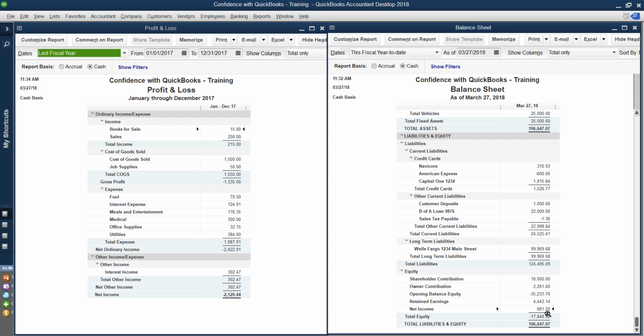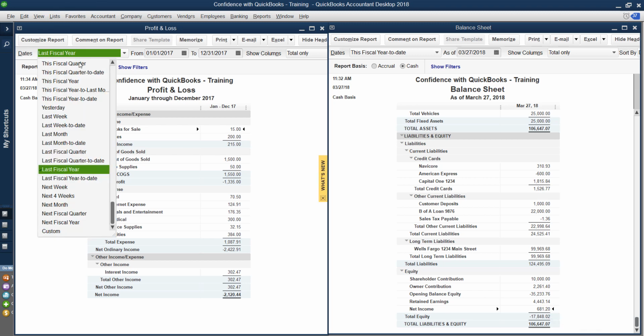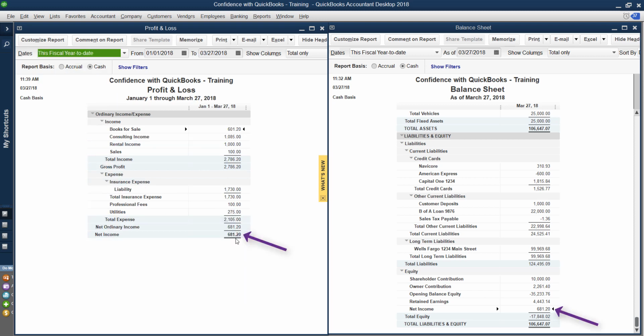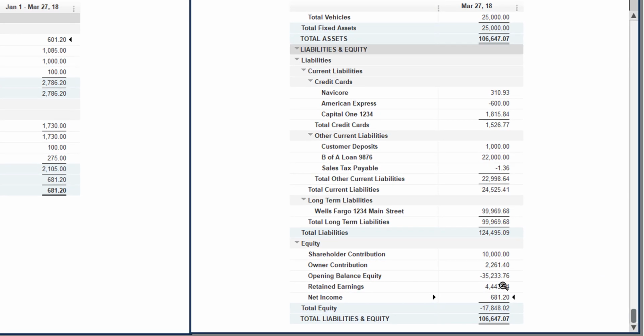This net income number, if I picked the exact same time frame on my profit and loss that I see on my balance sheet, $681.20, $681.20. So the retained earnings is everything prior year. So if you're in 2018, it's anything that happened 2017 and prior. And the net income is going to be your current year, your 2018 year. Where do you sit?